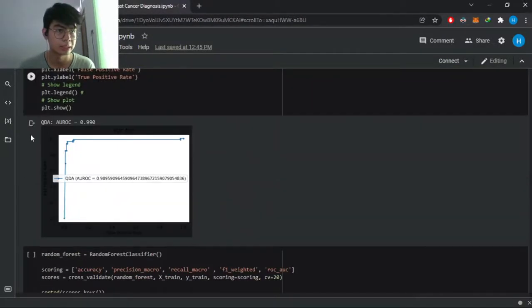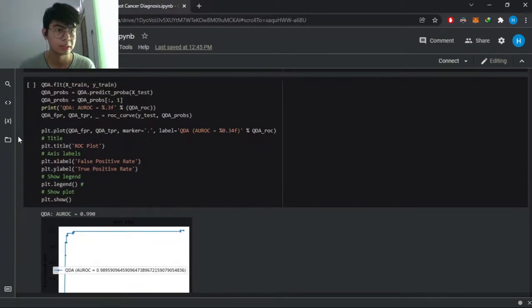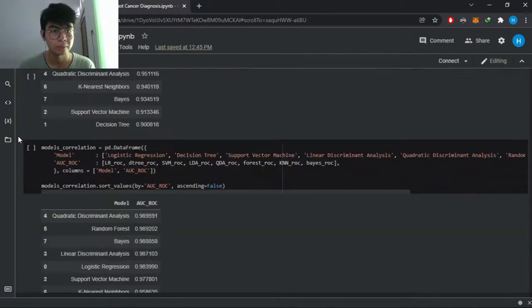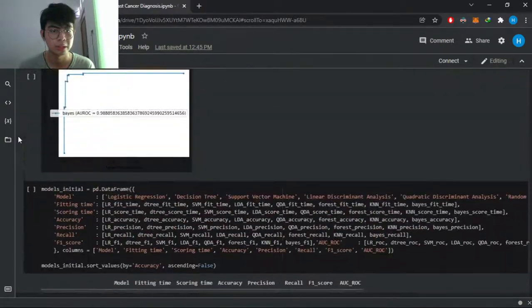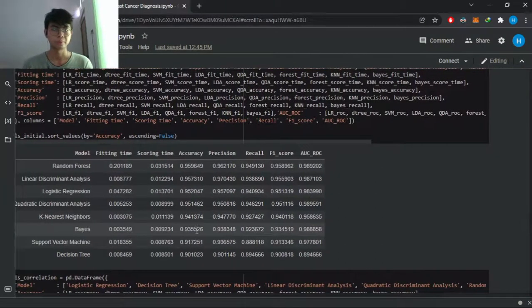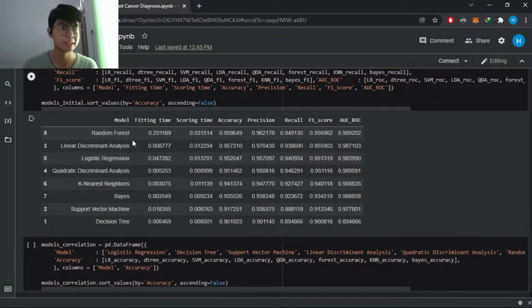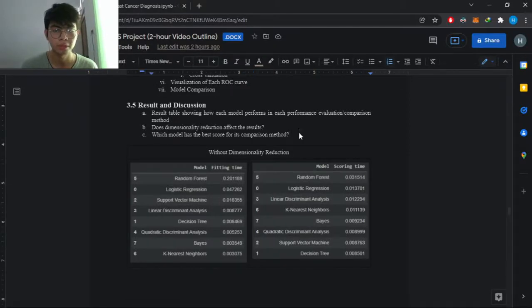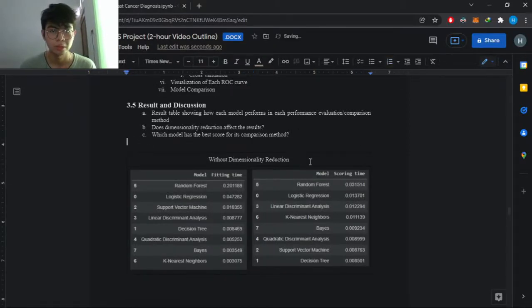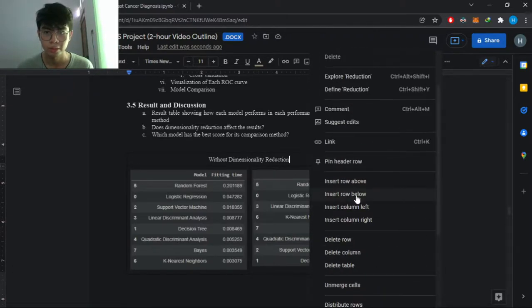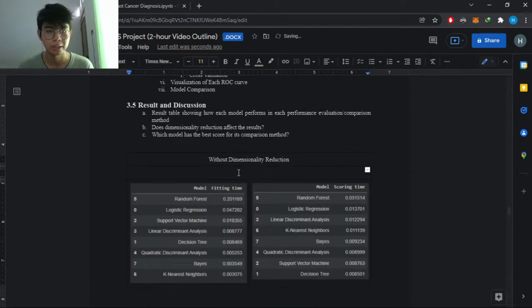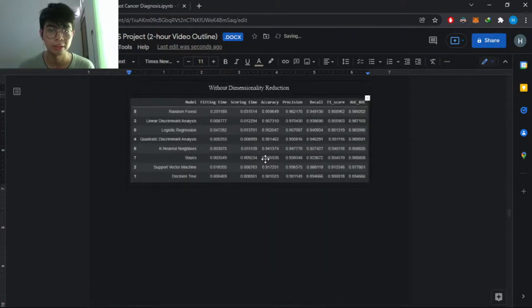So wait, this is line. Okay, so it is actually here. I suppose we can actually copy this. Perhaps I'll just insert row below, and then I'll just copy that, so you can see it right here.